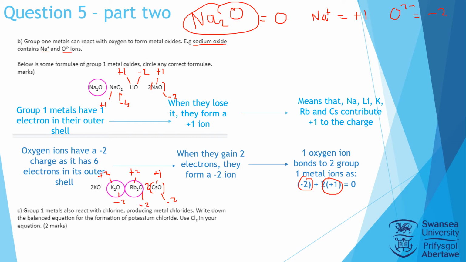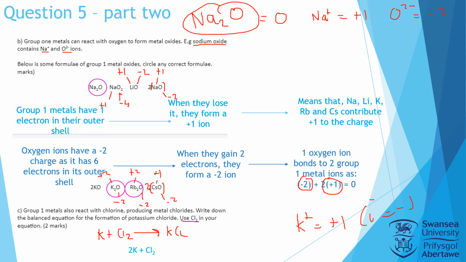The final part of question 5 is group 1 metals also react with chlorine, producing metal chlorides. Write a balanced equation for the formation of potassium chloride using Cl2. So this is really important. You need to use Cl2. What you would write by yourself is potassium plus Cl2, just to start off the question. And you know the formula for potassium chloride is KCl, because as we've been going through this entire one, we know that K+ is +1, and we know that Cl- is -1.